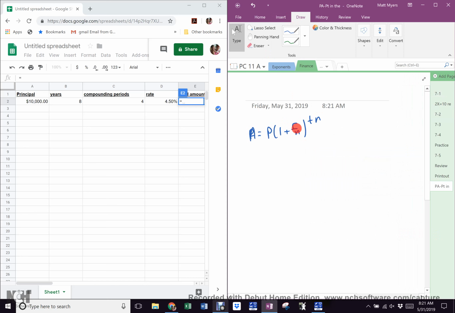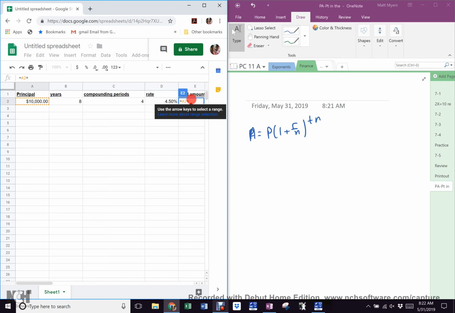Now, we have P, R, N and T all here, don't we? Right? So, observe. Where is our P? It is in A2, yes? So I'm going to click A2. And see, it takes the value from A2. Now, what math is happening right here? Multiply. On a spreadsheet, multiply is an asterisk. Shift 8.